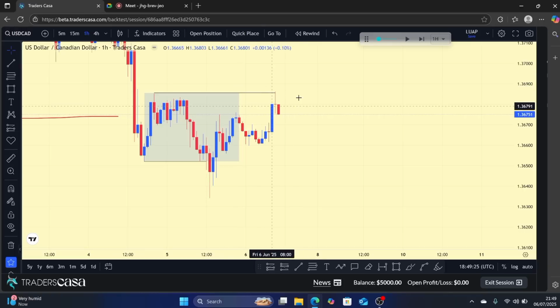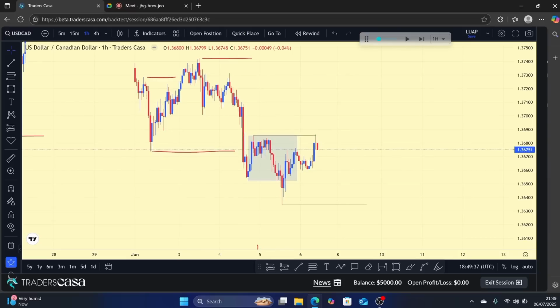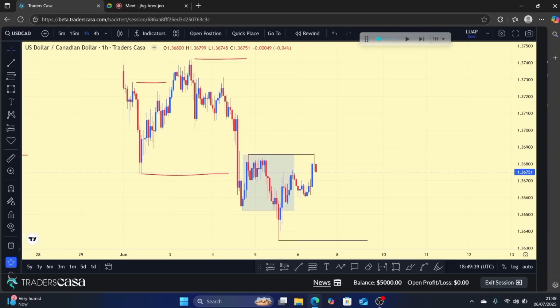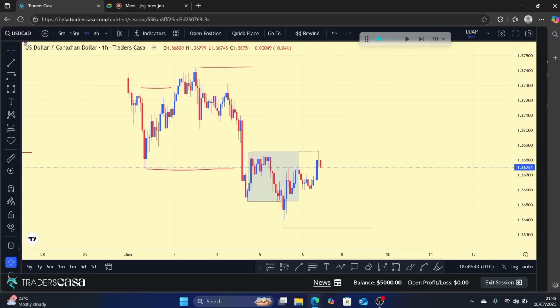Right here you can clearly see a sweep past the inducement. So this means that we have got our low exactly right here. So that's our low. And right now, this is the moment that I will recommend you to start marking the order flows.